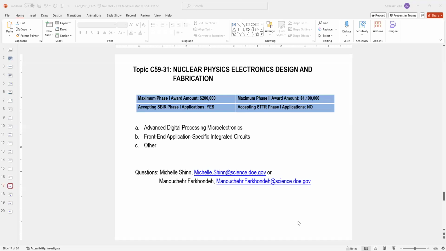Thank you, sir. All right, this is electronics design and fabrication. Essentially, what we're trying to do here is foster advancement in our detector instrumentation electronics, but we really do break it out away from instrumentation, although it is tied in. So we refer back and forth between the two. The first one, advances in digital processing microelectronics, is straightforward.